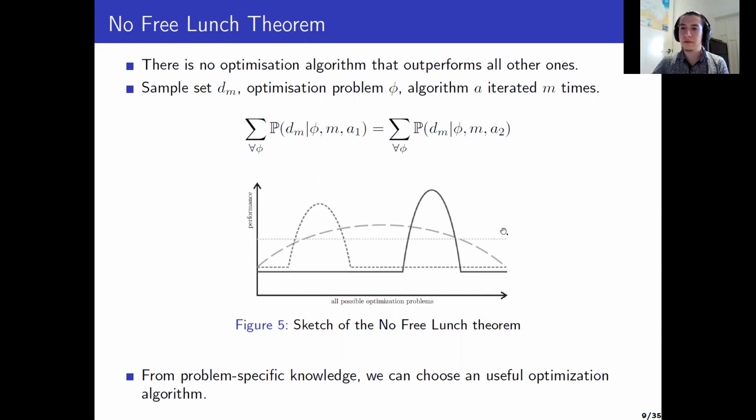This is just a very crude sketch of the idea of the no free lunch theorem, where each different line represents an algorithm. So for all possible optimization problems, different algorithms might have different performances, and they may be better or worse depending on the problem. So in order to choose a useful optimization algorithm, we need to obtain as much knowledge as we can about the problem.